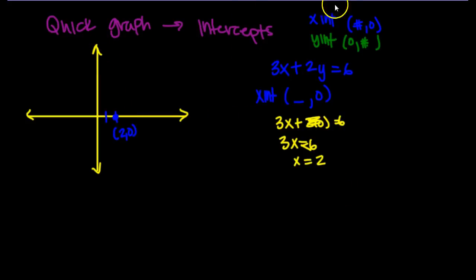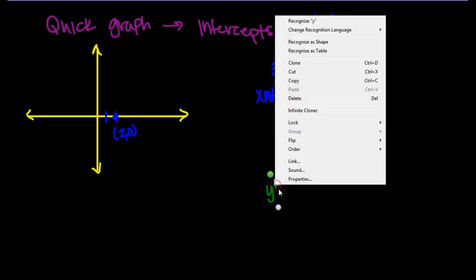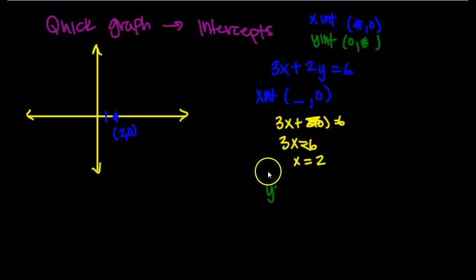Okay, so let's look at the y-intercept now. For the y-intercept, I will have 0 and then a number. So that means I'm going to plug in 0 for x, back to the same equation: 3x plus 2y equals 6.